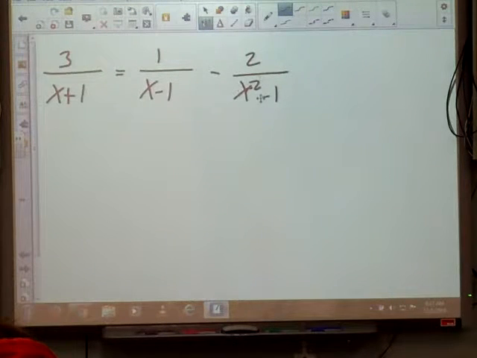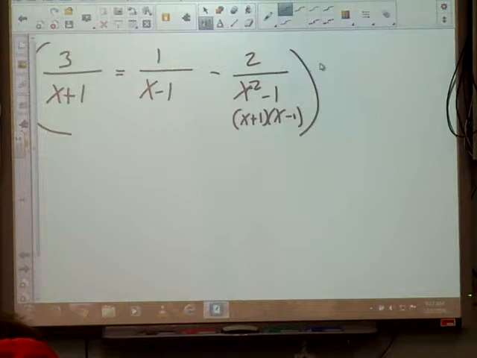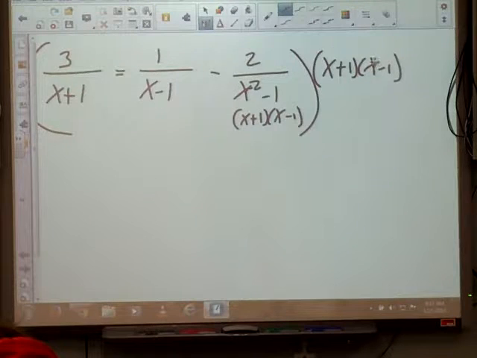Alright, look right here. On this piece, what's x squared minus 1 the same as? That factors, difference of squares, is x plus 1, x minus 1, right? So, going to what we looked at yesterday with common denominators, this one's got an x plus 1, this one's got an x minus 1, and this one's got them both. So my common denominator that I'm going to multiply this whole thing by is x plus 1, x minus 1.